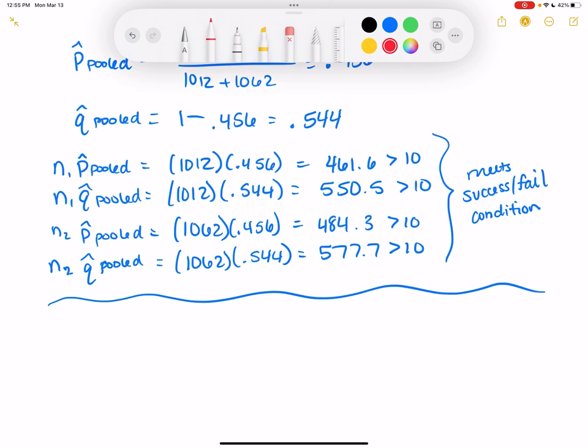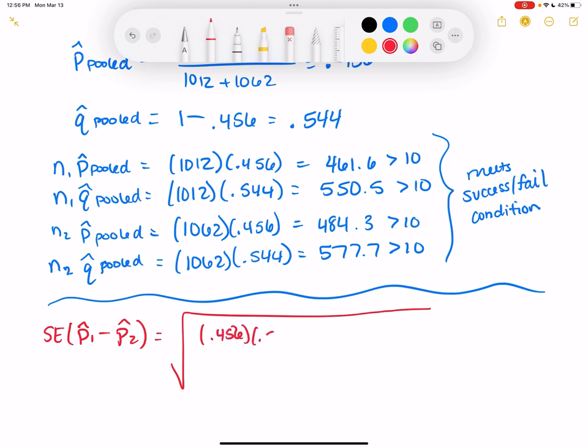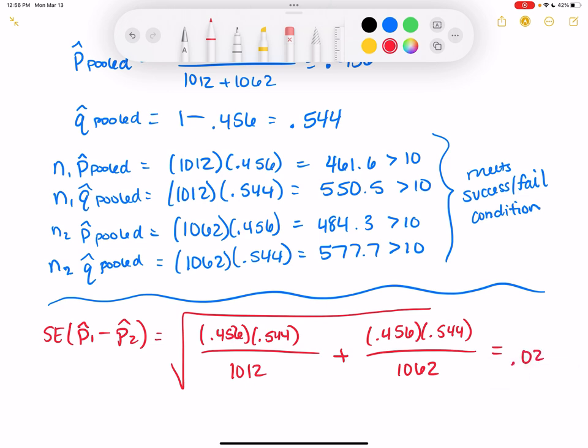All right, so all the conditions have been met. So next we look at the standard error of p hat 1 minus p hat 2. This is the formula: p hat pooled, q hat pooled over n1, and then the same thing over n2. So 0.456 times 0.544 divided by 1012 plus 0.456 times 0.544 over 1062. And that number comes out to be 0.0219.